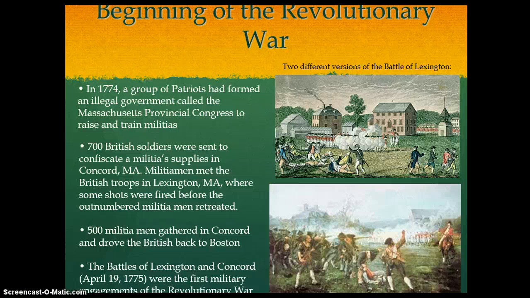They then rallied in Concord. The militia rallied in Concord, in much larger numbers, and with their smaller force, drove the British back to Boston. So these were known as the Battles of Lexington and Concord. They were on April 19th in 1775. They were on the same day, and these were the first military engagements of the Revolutionary War. So the American Revolution began on April 19th, 1775, even though you could also say it started in 1774 because of the Massachusetts Provincial Congress. Both answers would be correct.